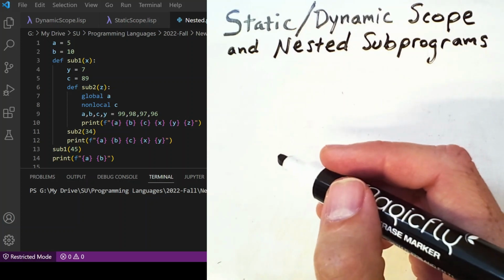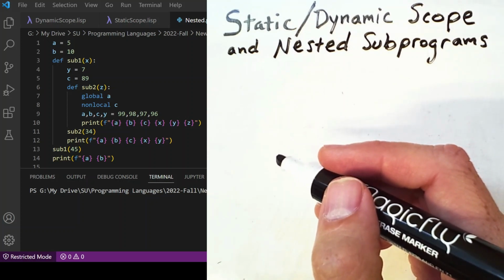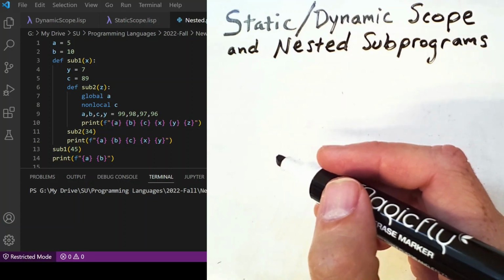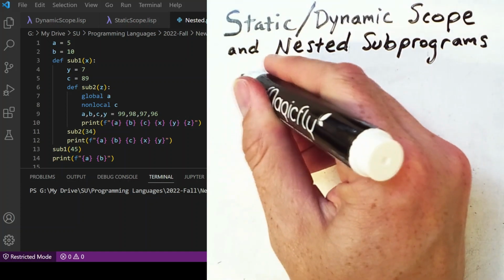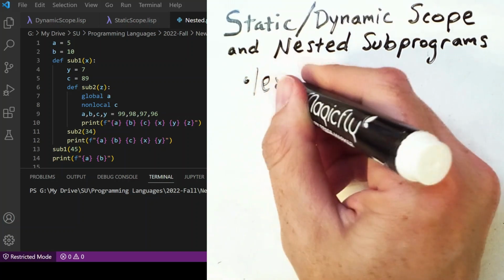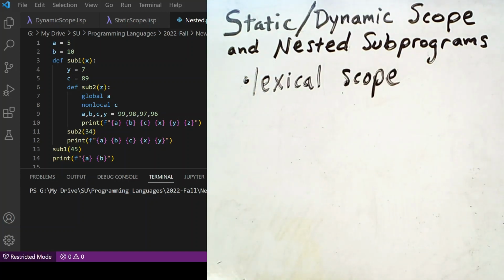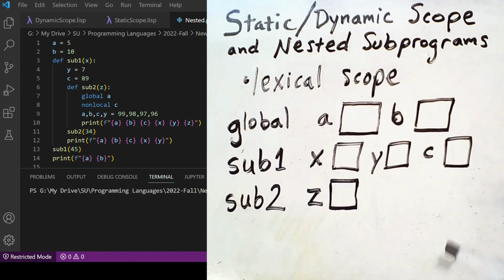Static scoping means that you can tell which variables are accessible based on the textual layout of the code. Therefore, this is also known as lexical scoping. Now, if we look at this code, we'll see that we have some global variables, and also we have some variables that are local to sub1, and then some additional variables that are local to sub2. However, there are actually some additional variables that are not listed here.